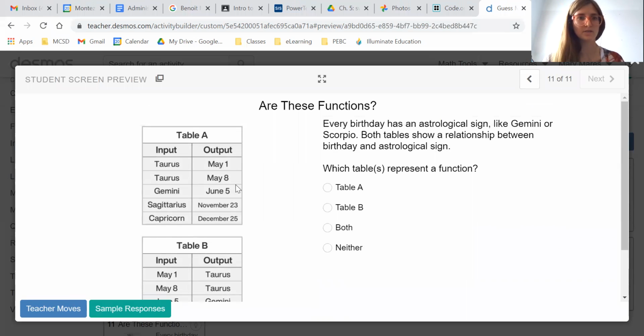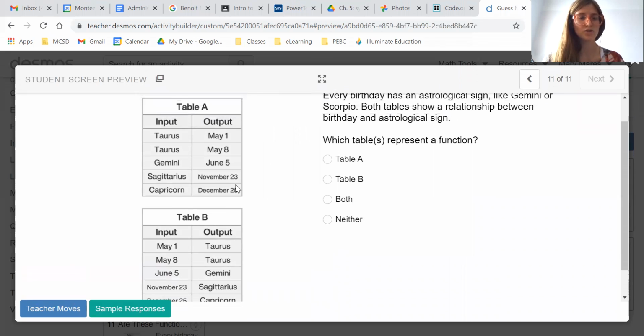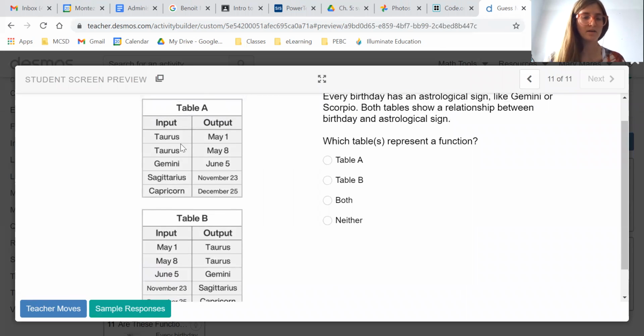Okay, and now let's look at this. Are these functions? So table A has different inputs and they're mapped to different dates. So these are astrological signs and they're mapped to different dates. So it's saying Taurus can be May 1st. Then it also says Taurus could be May 8th. And if you know about astrology, there's a whole month worth of dates that Taurus could be mapped to.